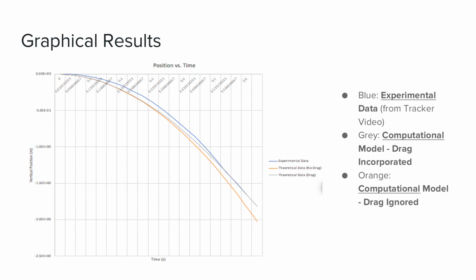Here you can see a graphical representation of the data that was found, where the blue line represents the experimental data recorded from the Tracker video, the gray line represents the computer model with drag incorporated, and the orange line represents the computational model with drag not accounted for. It is evident that the model without drag overestimated the velocity, whereas the model incorporating drag was closer to the experimental model, but not completely perfect, as there were likely some other factors that played a role in the fall of the object.